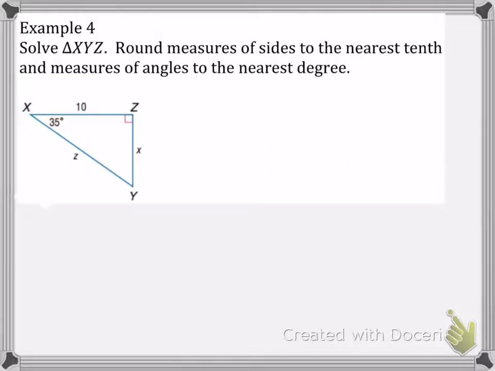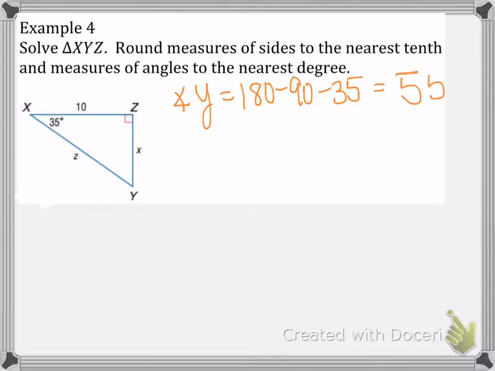Solve XYZ. When we have to solve it, we have to find all the missing angles as well as all the missing sides. So I would first start with angle Y, because that's probably the easiest. That's just going to be 180 minus 90 minus 35. So I get that angle Y is 55 degrees.